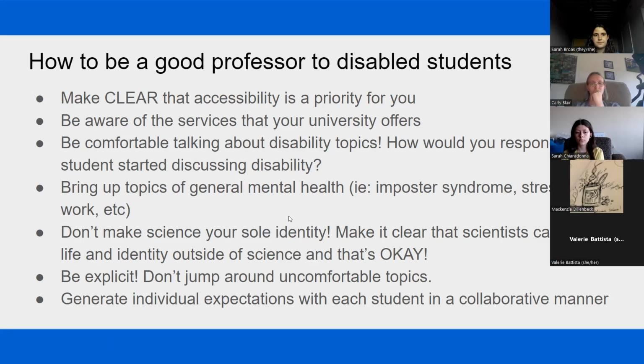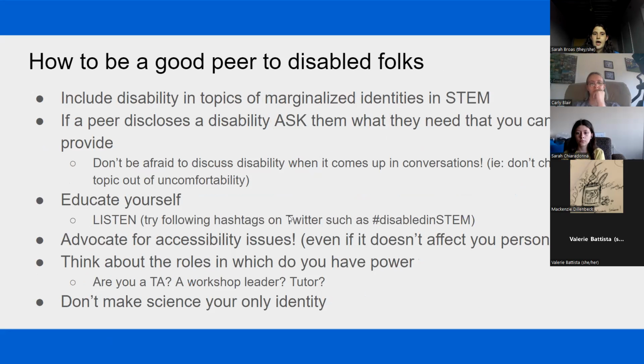And finally, how to be a good peer to disabled folks. So if you're an undergrad here and you're in iGEM and you want to be more accessible to disabled folks, these are some key tips. Number 1, include disability in topics of marginalized identities in STEM.